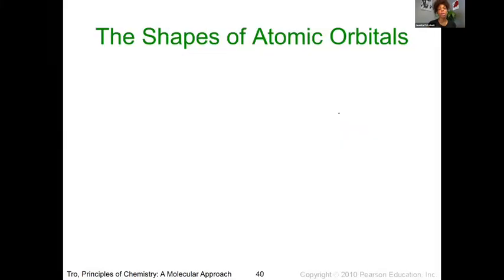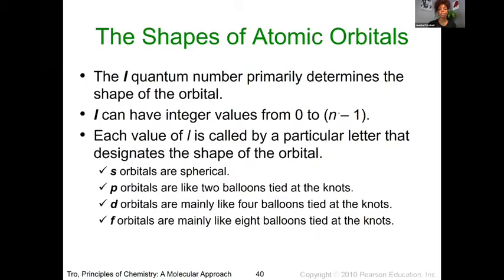The shape of the atomic orbitals is based off of that l quantum number. The l quantum number is primarily used to determine the shape, and this can have any integer value from 0 up to n minus 1. Typically when you're assigning these quantum numbers, you're doing it in series. You first need to think about what your n value is, and then you can predict the possible l values based off of that n value. Again, l can be any integer value from 0 up to n minus 1.